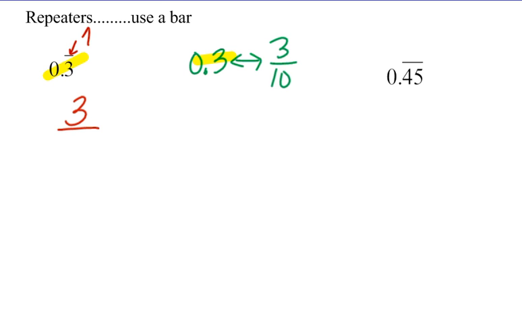So I want you to think about that little line as a 1. And think about it this way: 10 take away 1 is 9. So I'm going to prove to you that this little method that I just showed you actually works. I'm going to take 3 and divide it by 9.